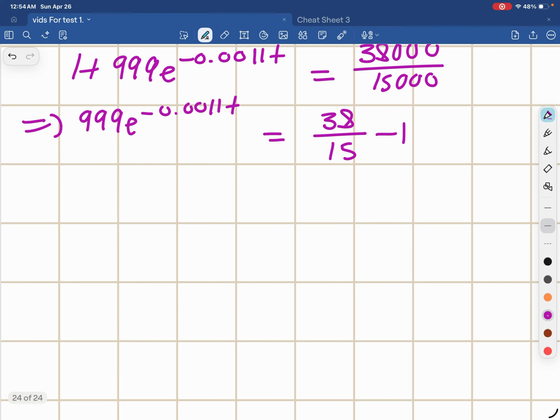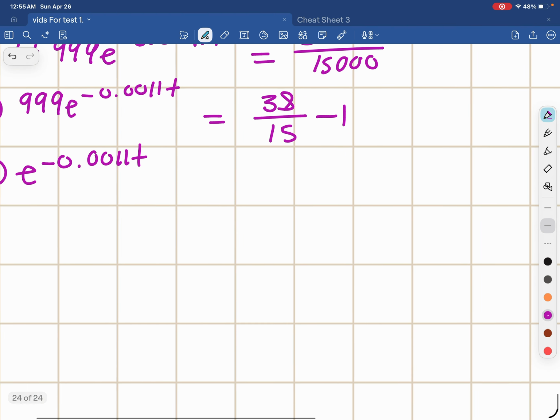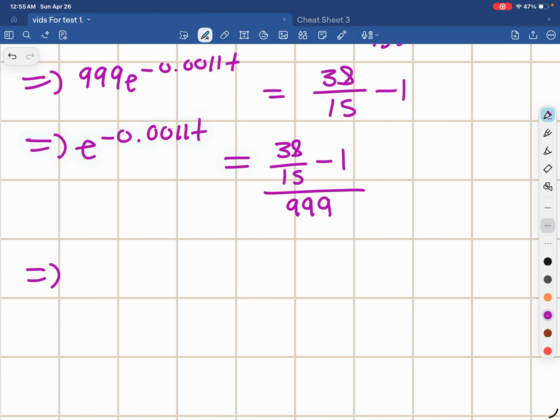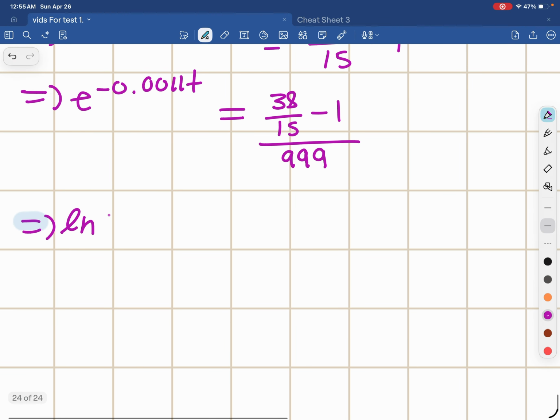And then we could divide by 999 to get e by itself. So we should get e raised to 0.0011 t, and that should equal 38 over 15 minus 1, all over 999. And then we take the natural log of this value to get rid of e.